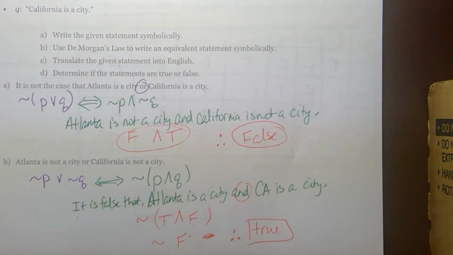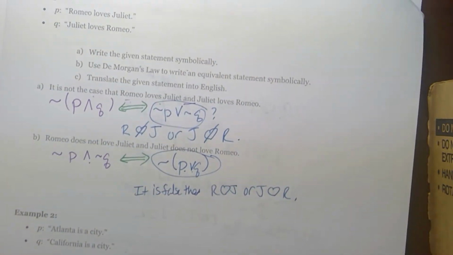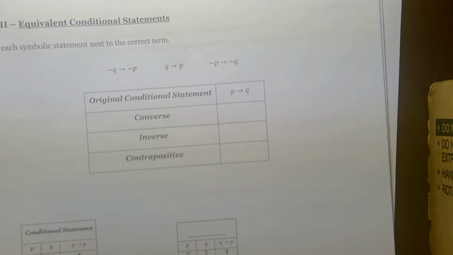So we're dealing with some convoluted statements, some statements that kind of mess us around. We're applying De Morgan's law to put that in other words to help us try to figure out whether what we're being told is true or false.